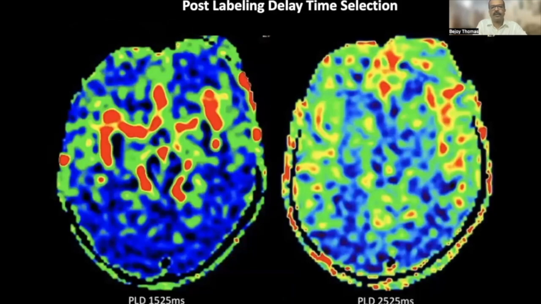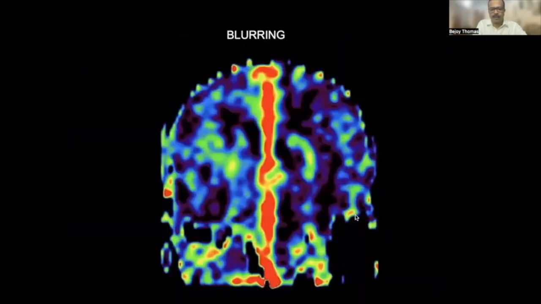The post-labeling delay time selection is very, very important. For example, if you select a lower post-labeling delay in an adult patient, you'll see signal only in the arteries. But with optimization, especially in an older patient, if a 2.5 second delay, 2525 millisecond delay, is used, you can see much better perfusion of the parenchyma.